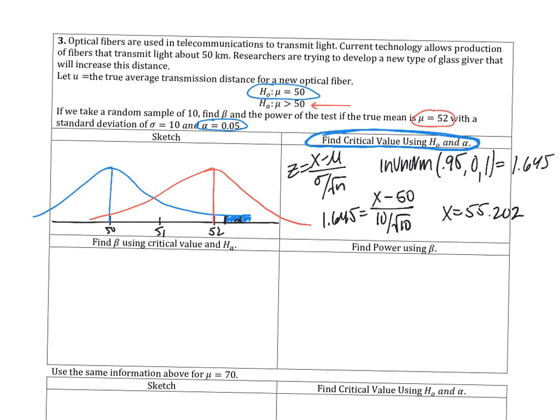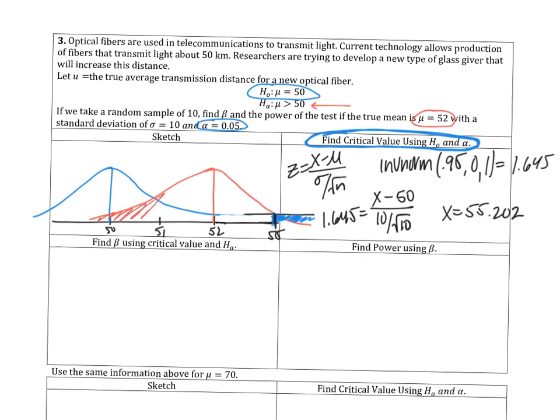So this is not perfectly to scale, but it definitely is above 52. 55 is somewhere over here. So we've got this area expanding to 55. Okay, we're going to erase this. Okay. Now what we're saying is we're going to use this critical value to show me beta and power.